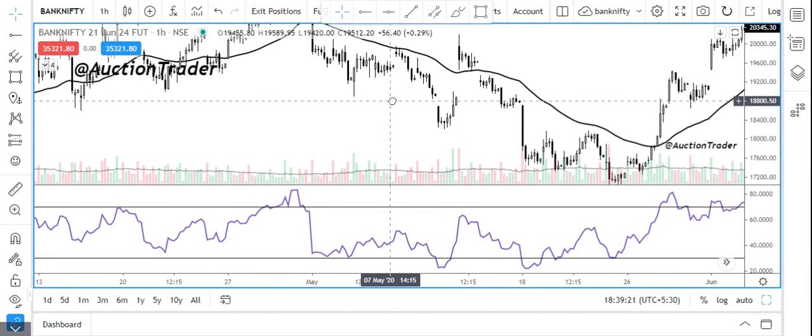Actually, it's not a strategy video. It's just another observation in markets of how Bank Nifty reverses its trend. So this will be a mean reversion discussion. So let's start with it.